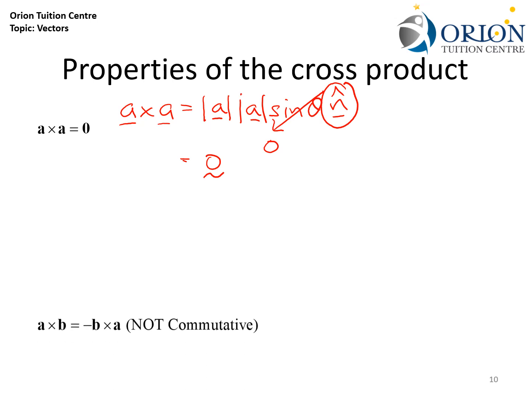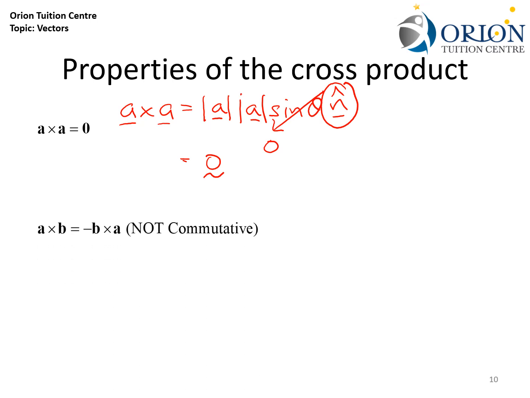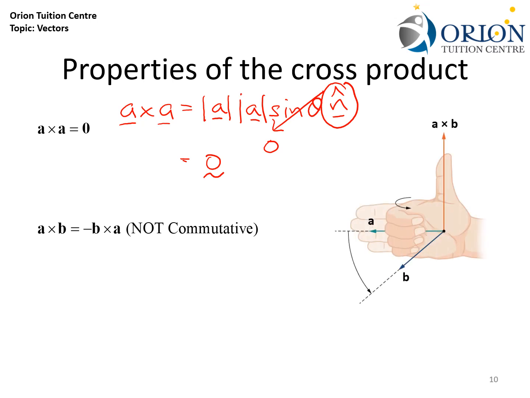Number 2, the cross product is not commutative like the dot product. This is because the cross product is a vector, and if we reverse A and B, the direction of the resulting vector will be opposite. Thus, A cross B is equal to negative of B cross A.